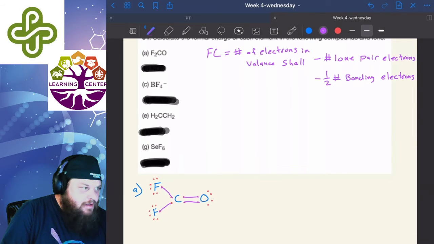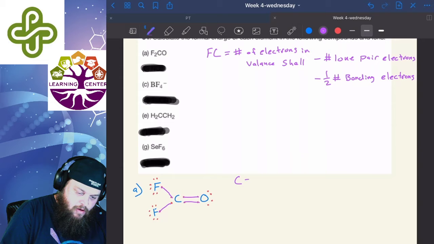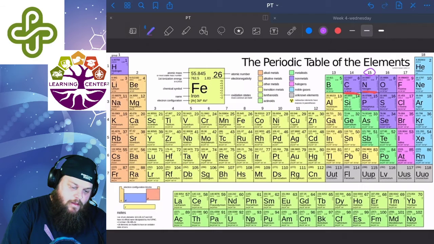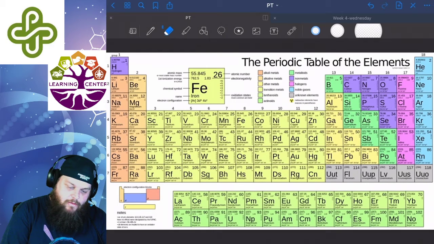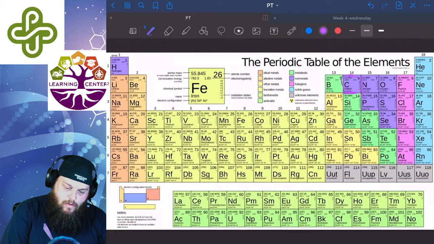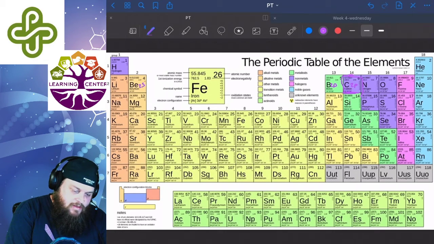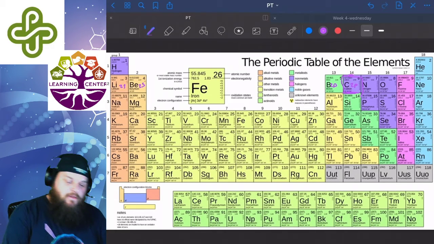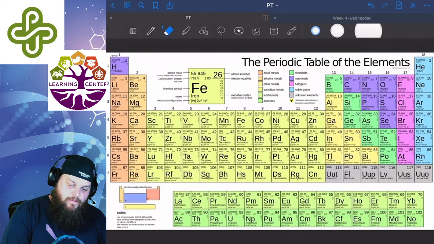So if we look at our carbon first, the carbon has 4 valence electrons in its outer shell. We can see that based off of the group that it's in. It's a group 14, which means it has 4 in the valence. We can even see one of them is a 2p, one of them is a 2p, one of them is a 2s, one of them is a 2s. So you have 2s2, 2p2. That's where the electron configuration comes in handy.